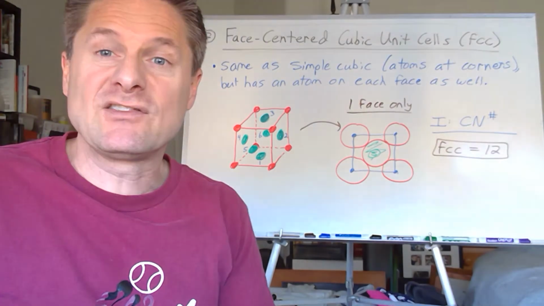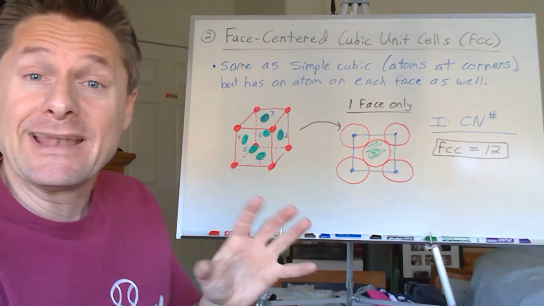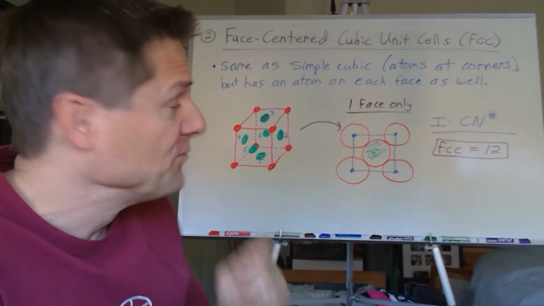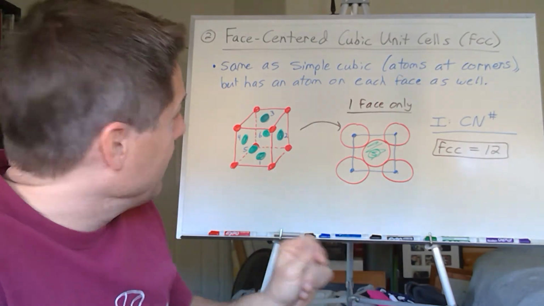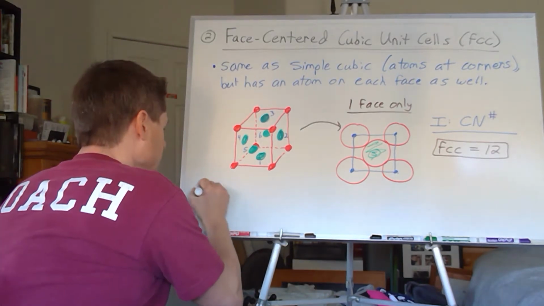This will make more sense a little bit later. We'll rotate it a little bit and look at it in a different way, which may be easier. But the net result is you've got 12. So what I want to do now is take a look at how many atoms are inside this particular unit cell. So let's do number 2.